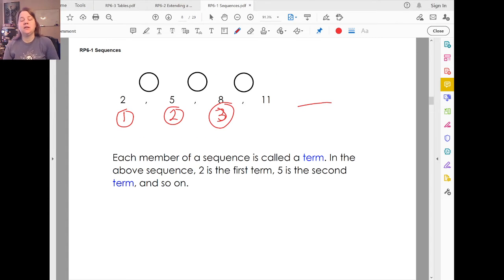So if we're looking at this, we want to figure out how it's changing from 2 to 5 to 8 to 11. From 2 to 5 is changing by 3. From 5 to 8 is changing by 3. It's going up. From 8 to 11, also changing by 3. So our 5th term over here, term number 5, is going to be 14.